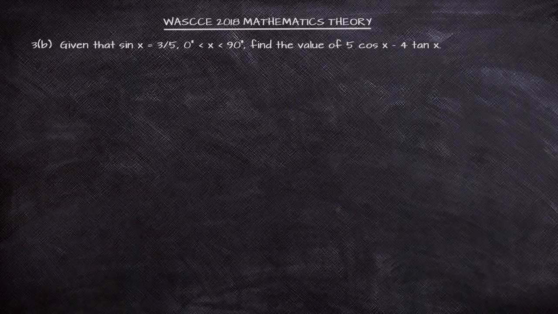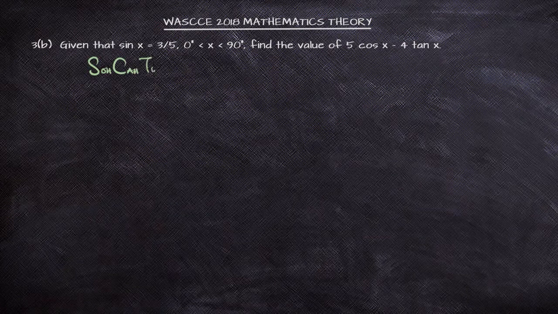Now here we have a trigonometric question. We are given that sine x is 3 over 5 and x is an acute angle between 0 and 90 degrees. So we have to find 5 cos x minus 4 tan x. If you remember our SOHCAHTOA, here sine x is 3/5, and that corresponds to opposite over hypotenuse. That means our opposite is 3, our hypotenuse is 5.